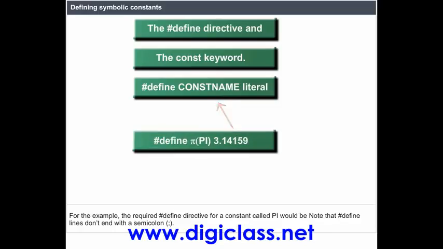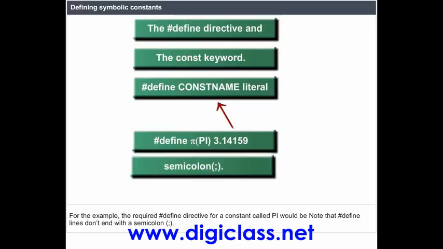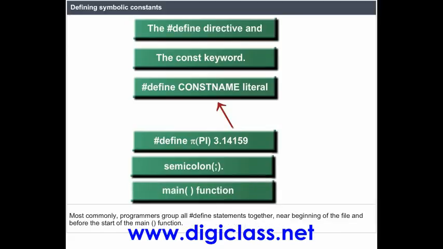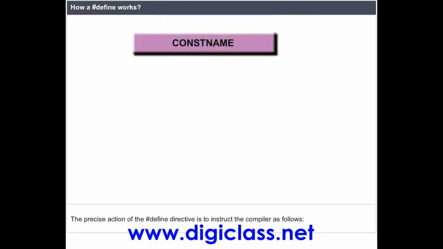For example, the required #define directive for a constant called PI would be as follows. Note that #define lines don't end with a semicolon. #define statements can be placed anywhere in your source code, but the defined constant is in effect only for the portions of the source code that follow the #define directive. Most commonly, programmers group all #define statements together near the beginning of the file and before the start of the main function.